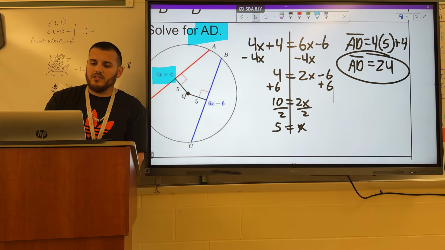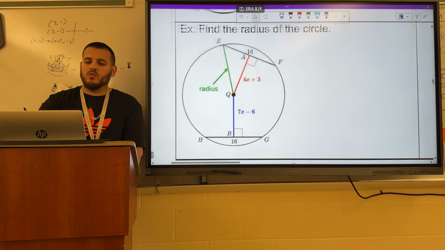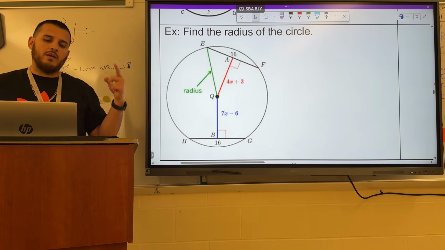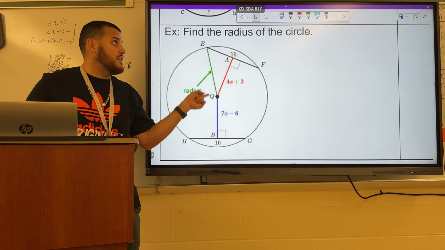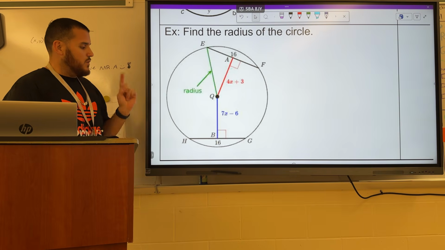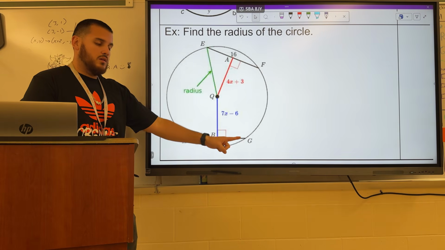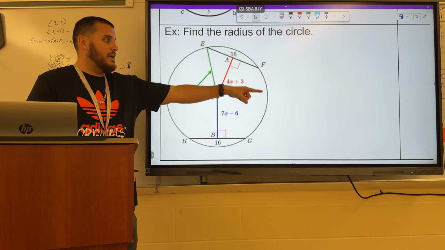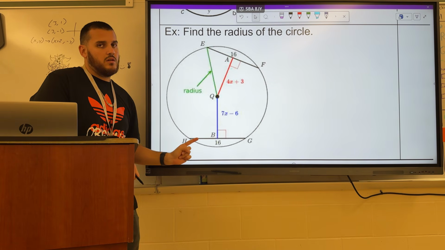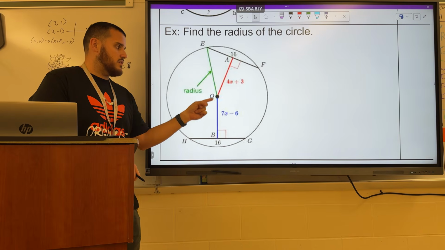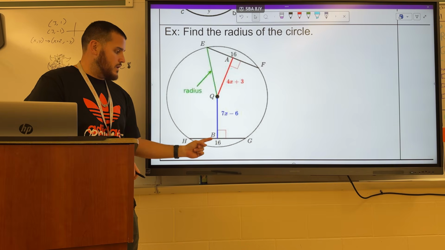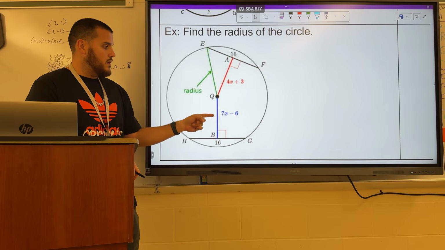We have one last one to go over here. And this one is just a little bit more tricky because we're using a converse and we're going to be adding some logic here because we're going to find the radius of this circle, this green segment here. So first, we need to recognize we have a chord HG, we know it's 16 units long. We have a chord EF, we know it's 16 units long. If the chords are congruent to each other, they have to be equidistant to the center of the circle. So that means this distance AQ must be congruent to this distance BQ.